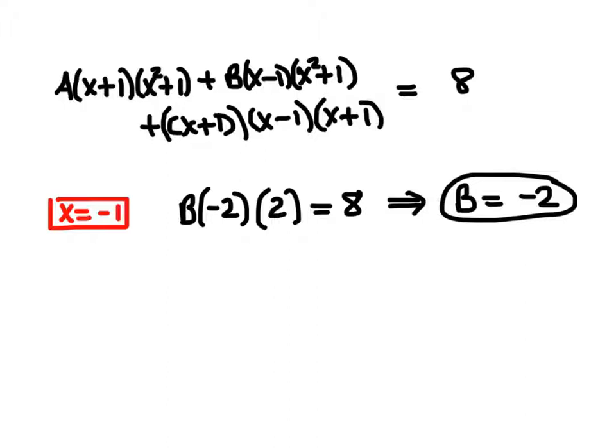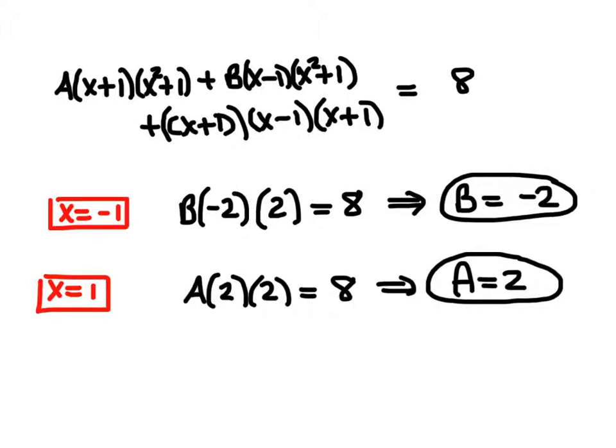And the same thing can be done for x equals 1. You're going to notice that this term is going to go away and this term is going to go away, leaving you only with this. Plugging in 1, we're going to find the following. And now our new equation we can form by plugging in 2 for A and minus 2 for B, so then we can deal with C and D separately.